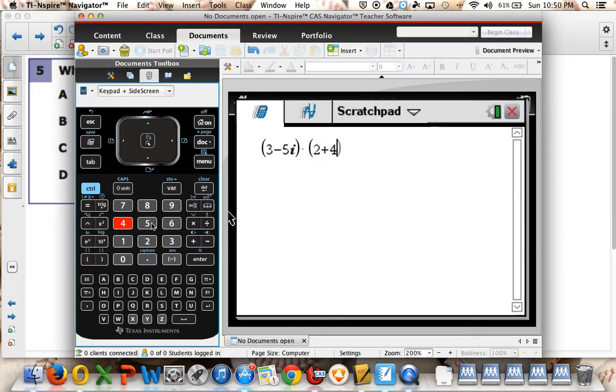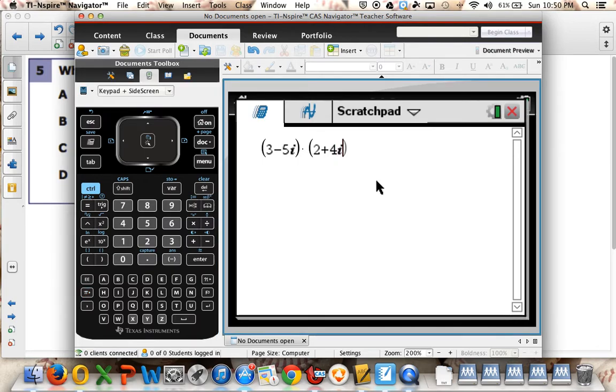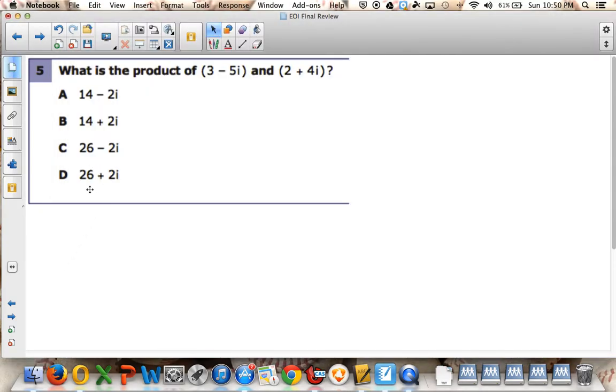Now the second way to find your I is over here on the far left. You have a pi button. Hit that pi button and up pops this box right here. And I'm going to hit the I. It's the same I as if you were to hit book. So you have the pi button down here that pops up I, and you have the book that pops up an I. Close the parentheses, hit enter. 26 plus 2i, which is D.